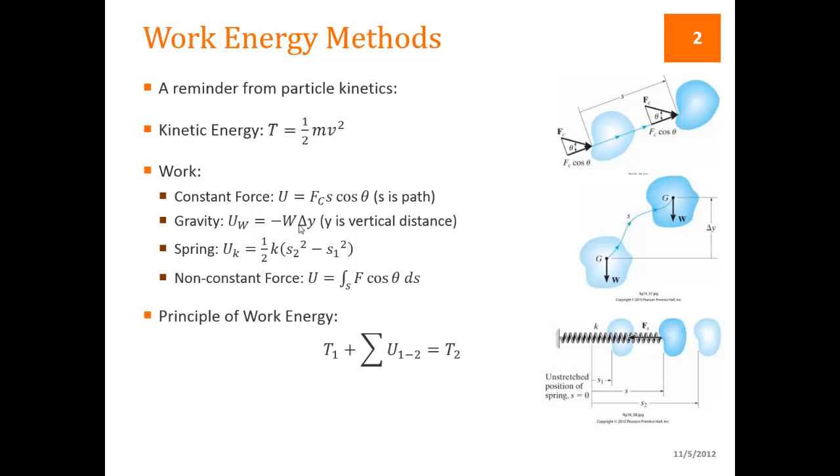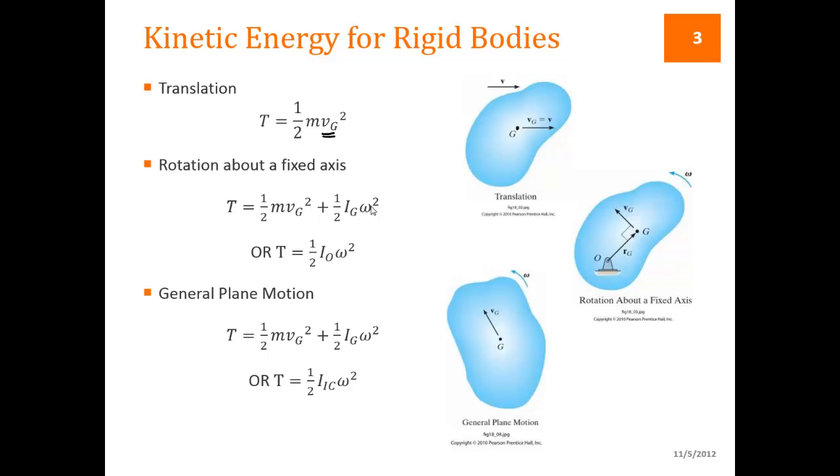The work that gravity does is with respect to the weight, and we're always looking at a vertical distance because weight is always vertical. Gravity does negative work if we move upwards, and positive work if we move downwards. A spring has a work expression of 1/2 k s2 squared, which is the final stretch in the spring, squared, minus s1, which is the initial stretch in the spring, squared. The principle of work energy says that the initial kinetic energy plus the work done on the system is equal to the final kinetic energy. So that was for particles. Now we'll take a look at how these change for rigid bodies.